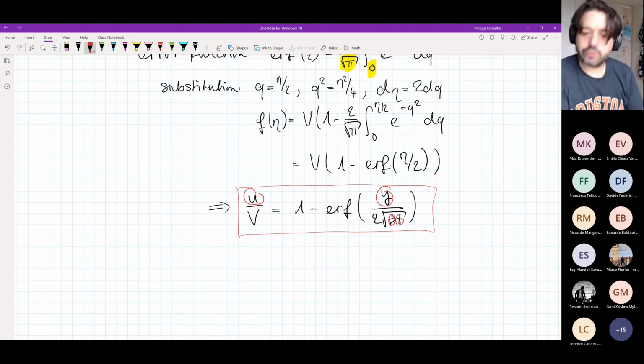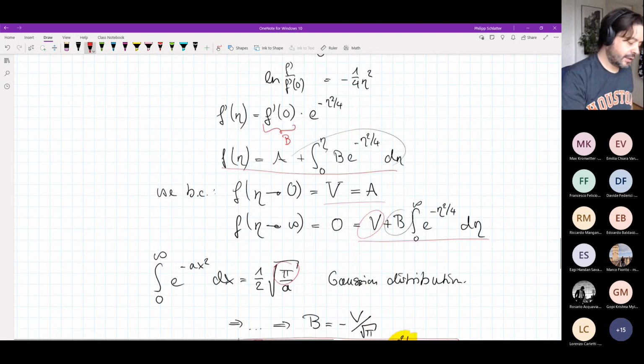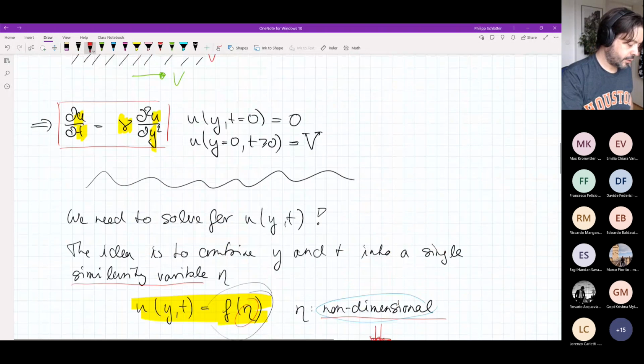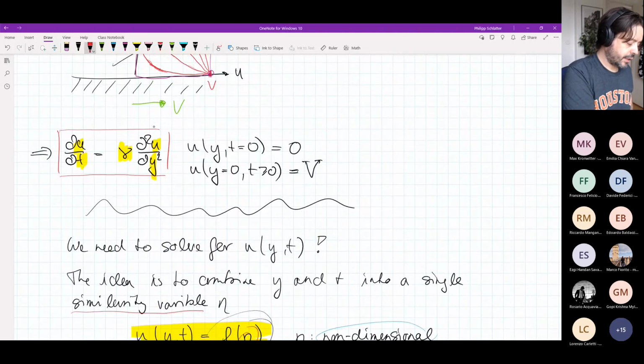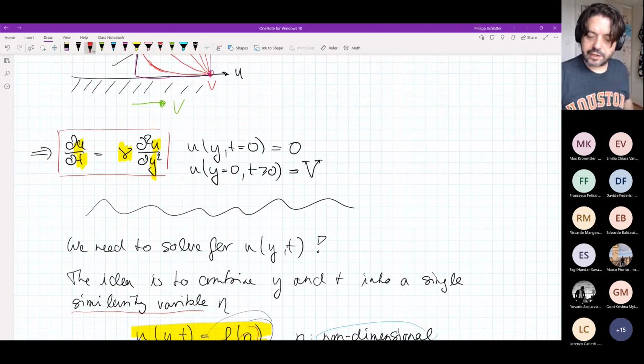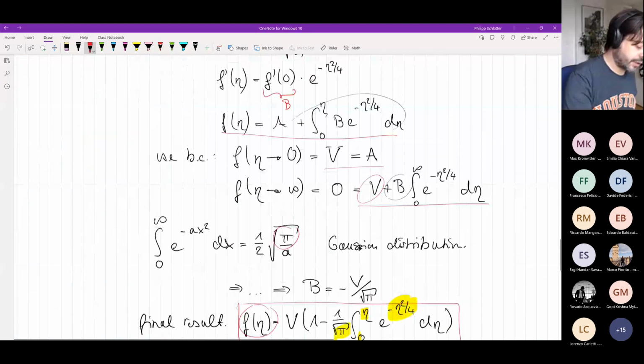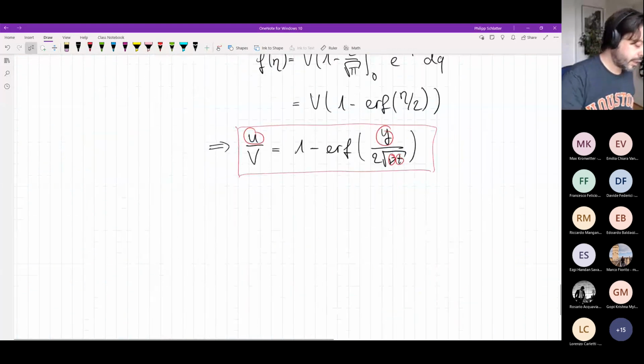So we have now found a solution of the unsteady diffusion equation that we had in the beginning, using the similarity approach. We combined the dependence on y and on t into one variable, and then we could find this solution here.